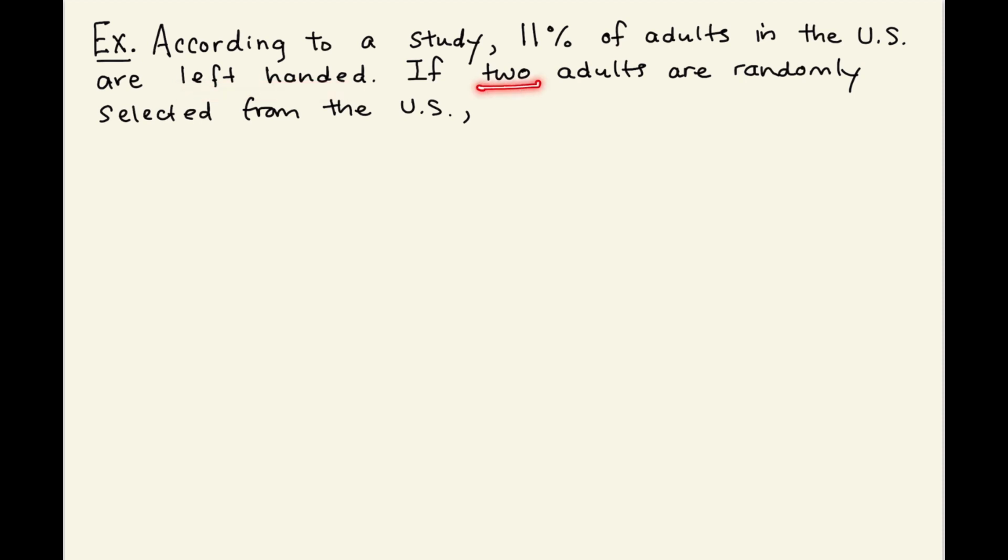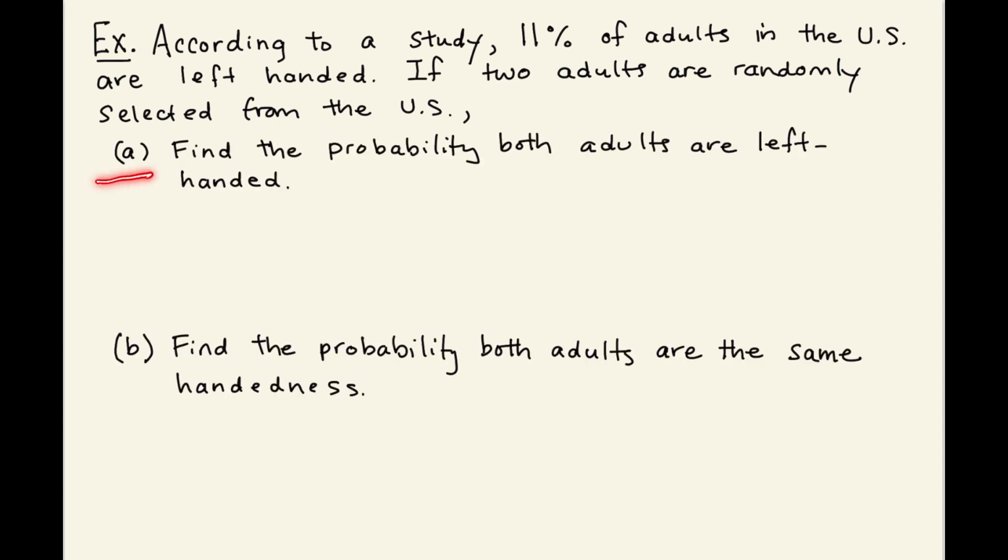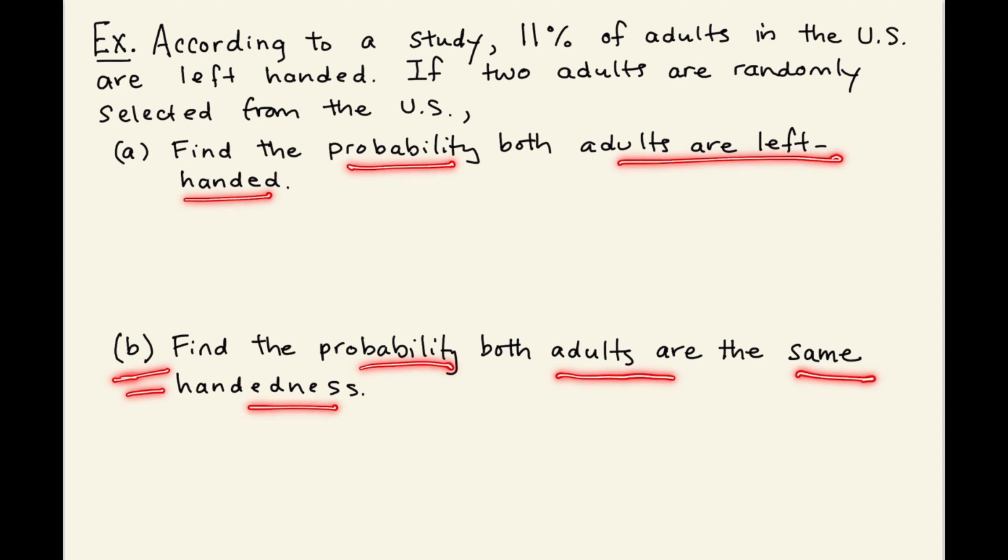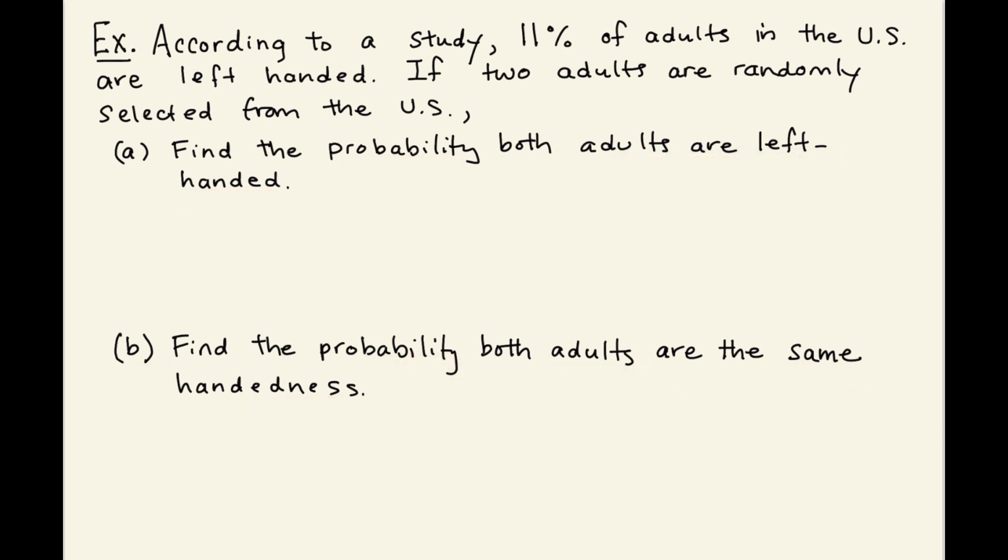If 2 adults are randomly selected from the US, A, find the probability both adults are left-handed. B, find the probability that both adults have the same handedness. So this means they're either both left-handed or they are both right-handed. So let's go ahead and answer the first question, A, which is to find the probability both adults are left-handed.